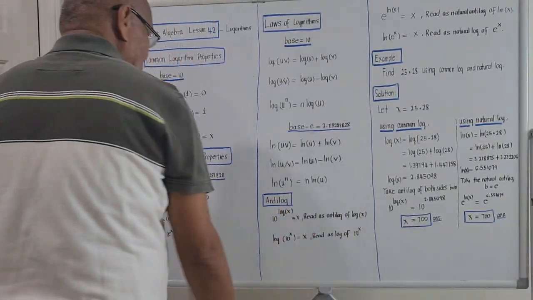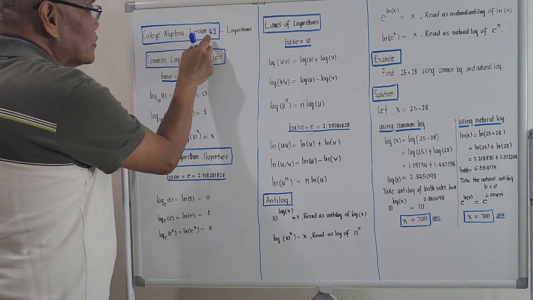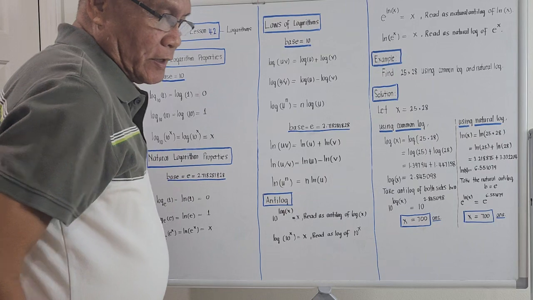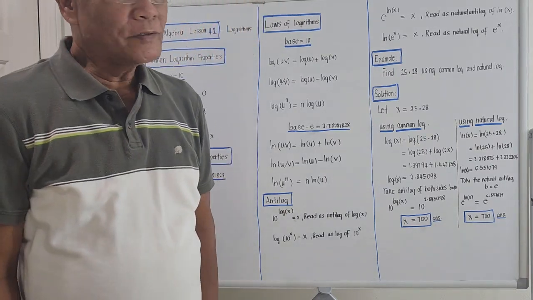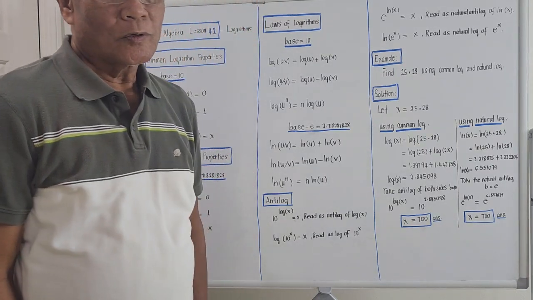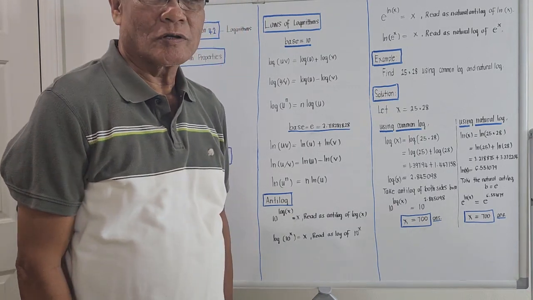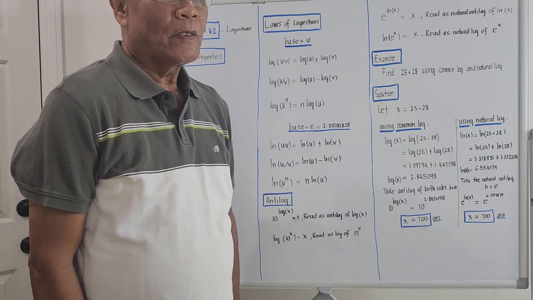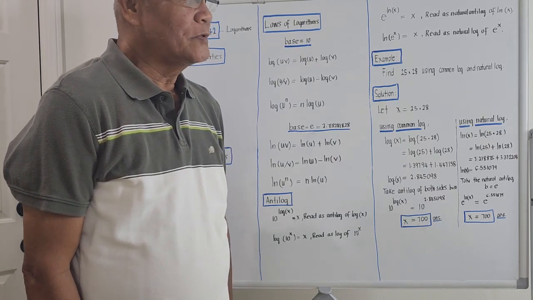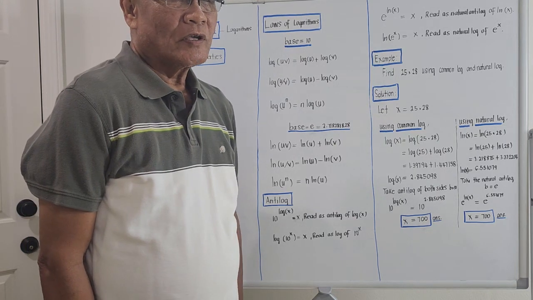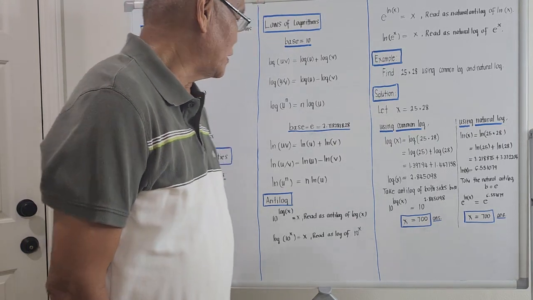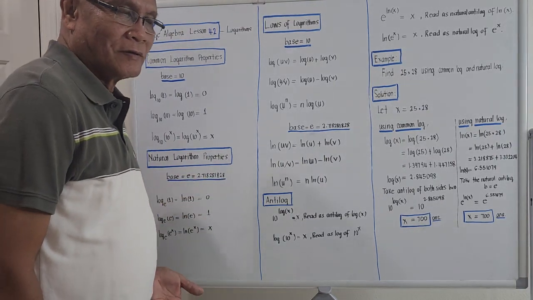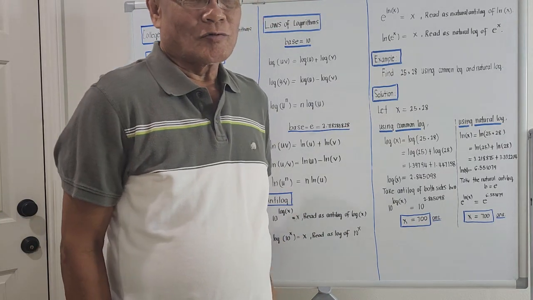Subject matter for tonight will be college algebra lesson number 42, and this involves logarithms. In the study of engineering, there are two types of logarithms. If the base of the logarithm is 10, we call it the common logarithm. And if the base is equal to e, and that value e is 2.718281828, we call that the natural logarithm.